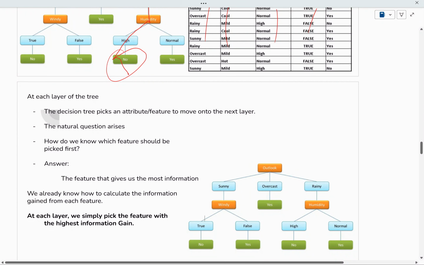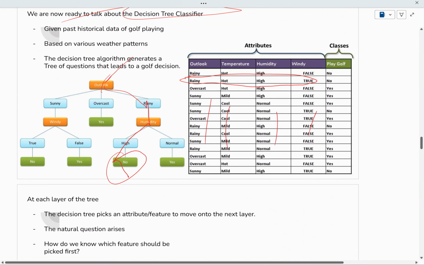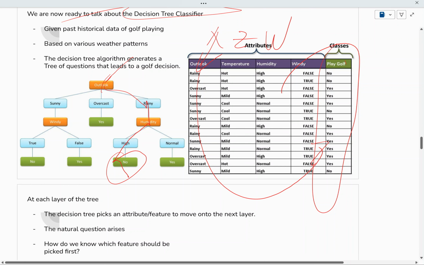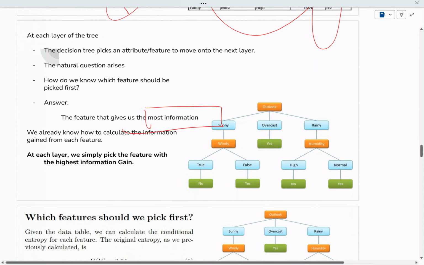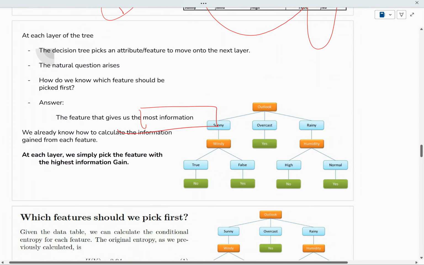So what makes sense, given everything we've learned today, is that we should pick the feature that gives us the most information, right? Given that we are trying to predict playing golf, which one of these features will give us the most information, and therefore will split the tree based on the features that give us the most information? So which feature should we pick first?